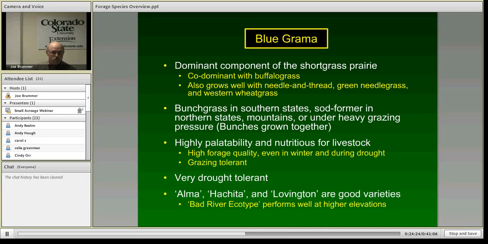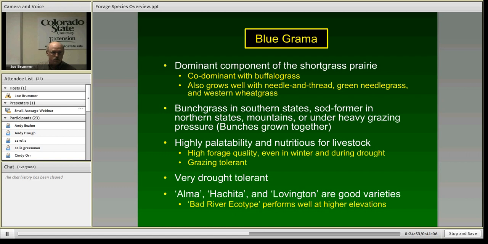The first one is blue grama. This is the state grass of Colorado. It's one of the co-dominant species out there on the shortgrass prairie out on the Eastern Plains. Grows well with some of the other species like needle and thread, green needlegrass, and the western wheatgrass that I just talked about. It tends to grow as a bunchgrass in the warmer southern states, but as a sod-former in the more northern states, as well as in the higher elevation mountain areas.